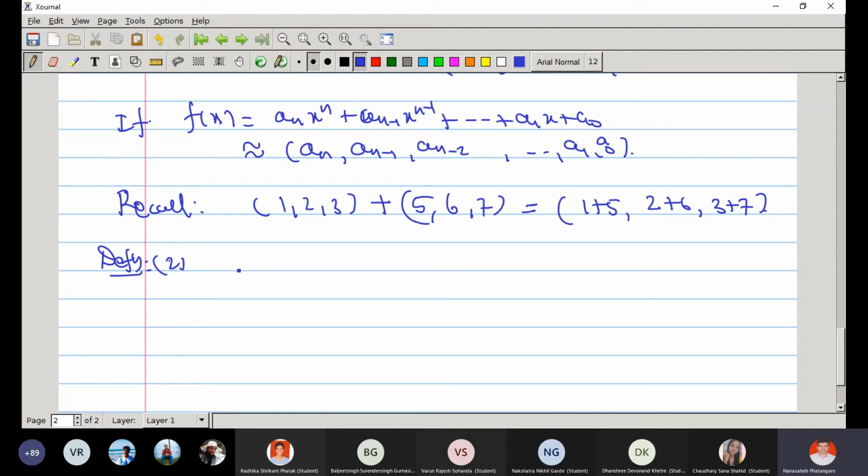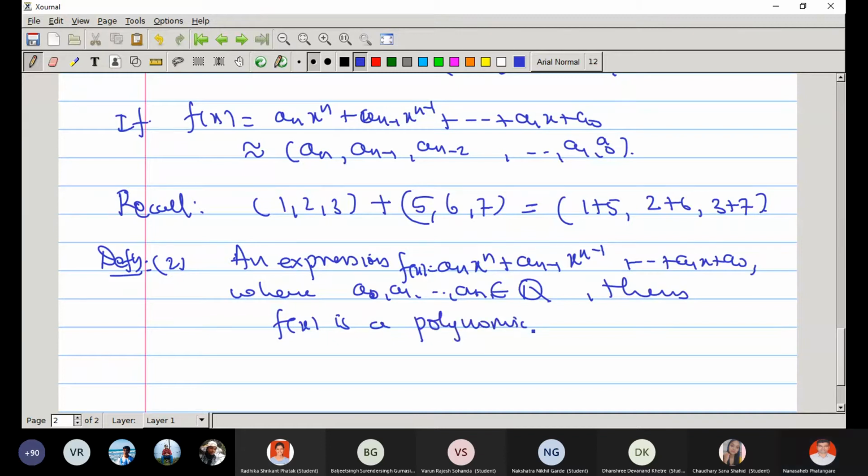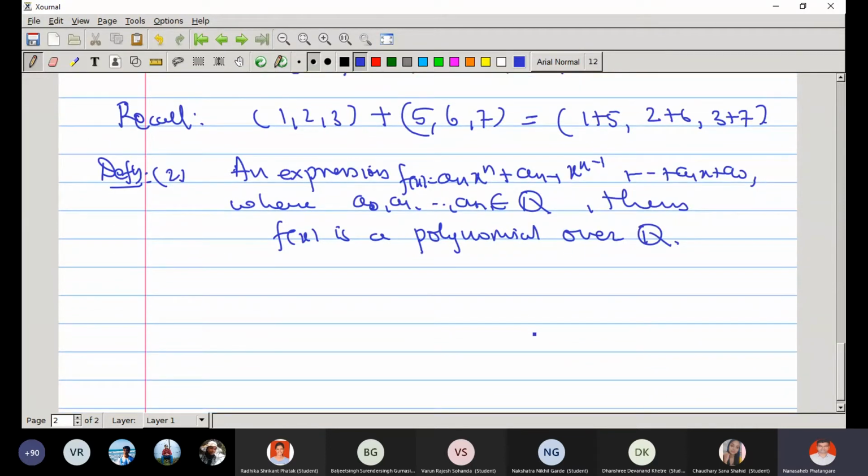So therefore, second definition: an expression a_n x raised to n plus a_(n-1) x raised to n minus 1 and so on plus a_1 x plus a_0, where a_0, a_1, up to a_n are, suppose, rational numbers, then f(x) is a polynomial over Q, because the coefficients are rational numbers, right? Not irrational numbers.